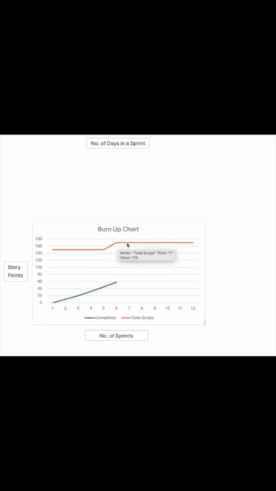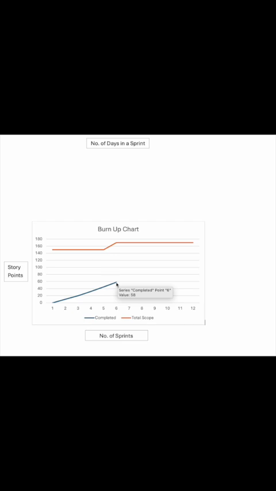This deviation can be due to a new requirement that came from the client, or maybe internal reasons, so that this scope has been created. Now this diagonal line shows how many story points have been completed. Let's see on the sixth sprint, it shows 58 story points have been completed by sprint 6.